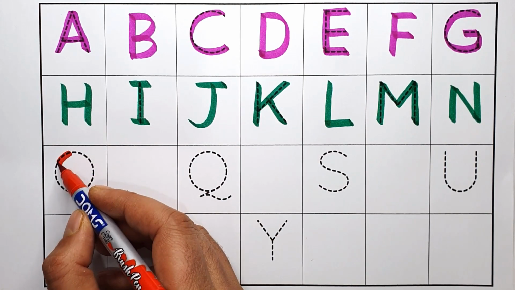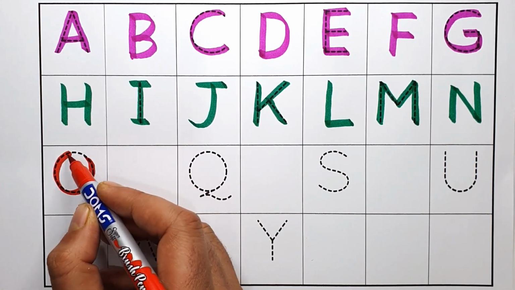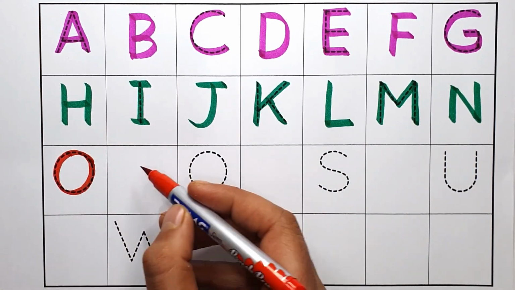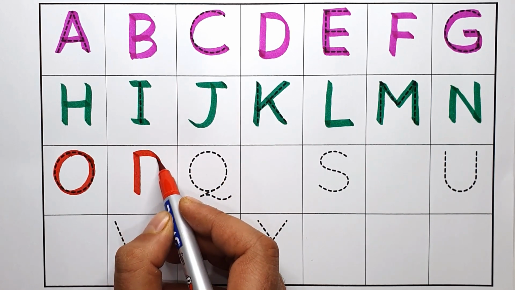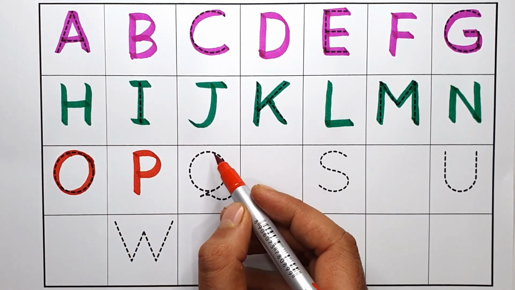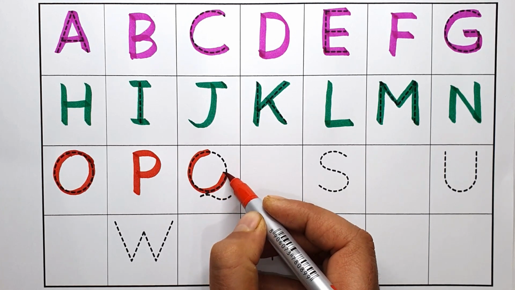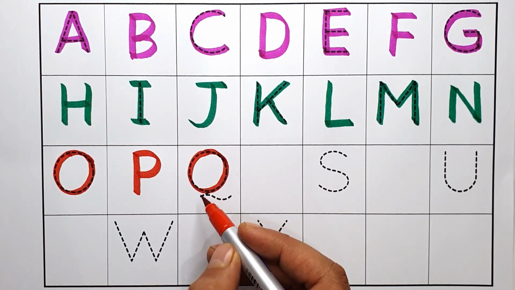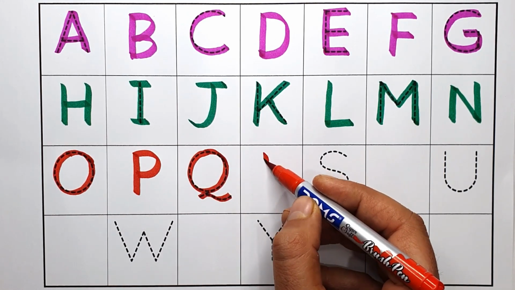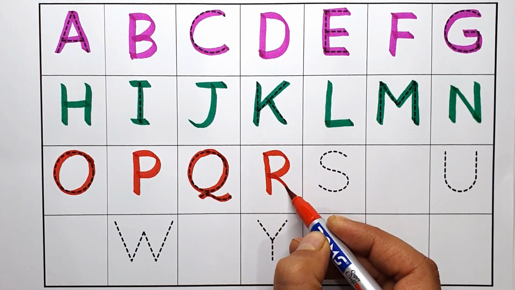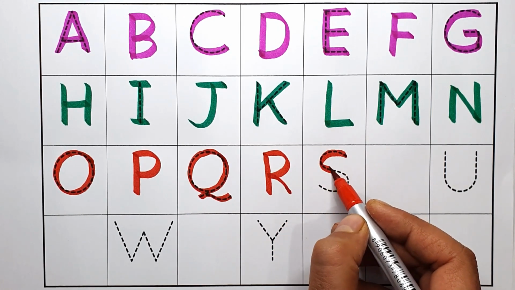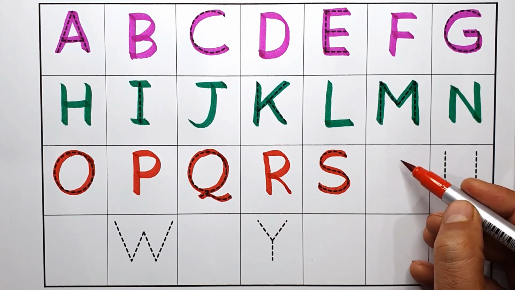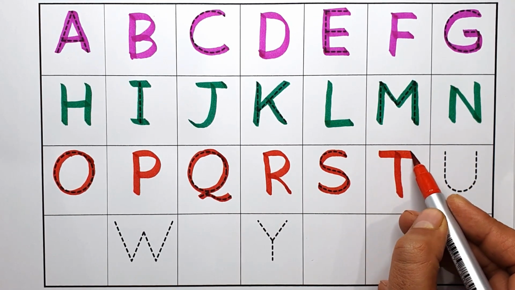Red color. O, O for orange. P, P for parrot. Q, Q for queen. R, R for rabbit. S, S for sun. T, T for tiger.